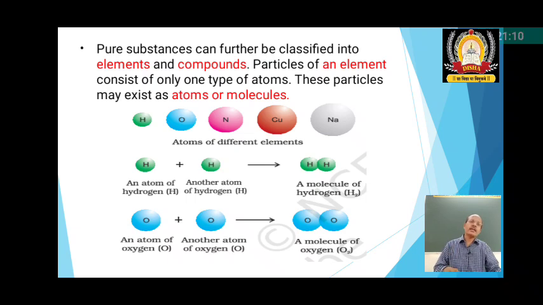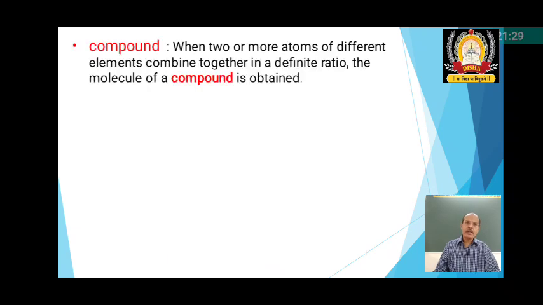Okay, so like that, there are some elements which occur in the form of simply atoms, and there are some elements which occur in the form of molecules, maybe diatomic, triatomic, tetraatomic or polyatomic states. Now we will concentrate on compounds.